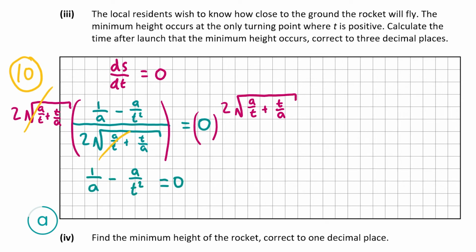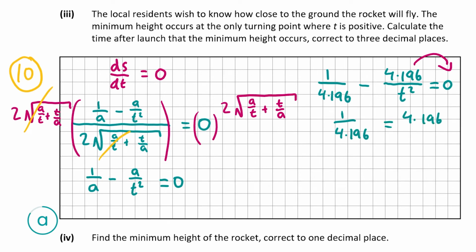Now remember, we know what a is, it's 4.196, so therefore 1 over 4.196 minus 4.196 over t squared is equal to 0, and we're going to solve for t. So we're going to move the minus 4.196 over t squared over to the other side. It's going to go over as a positive. So it's going to be 1 over 4.196 is equal to 4.196 over t squared.